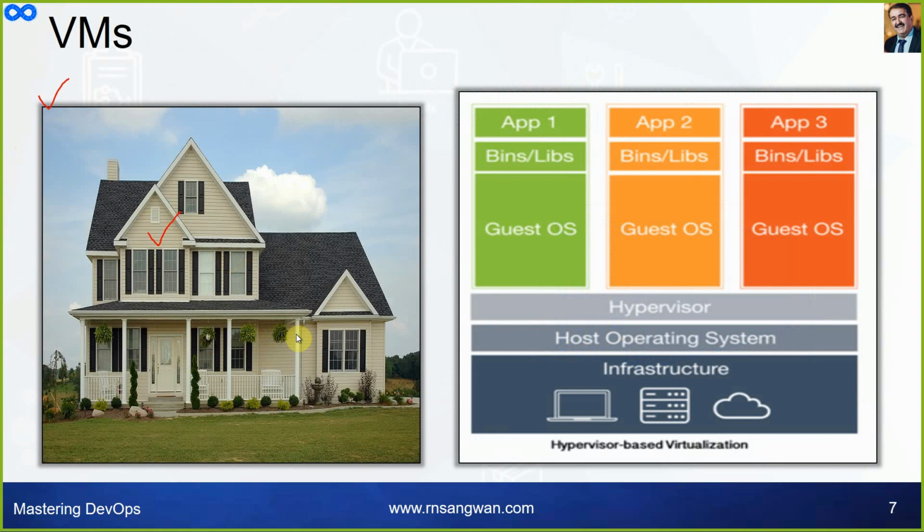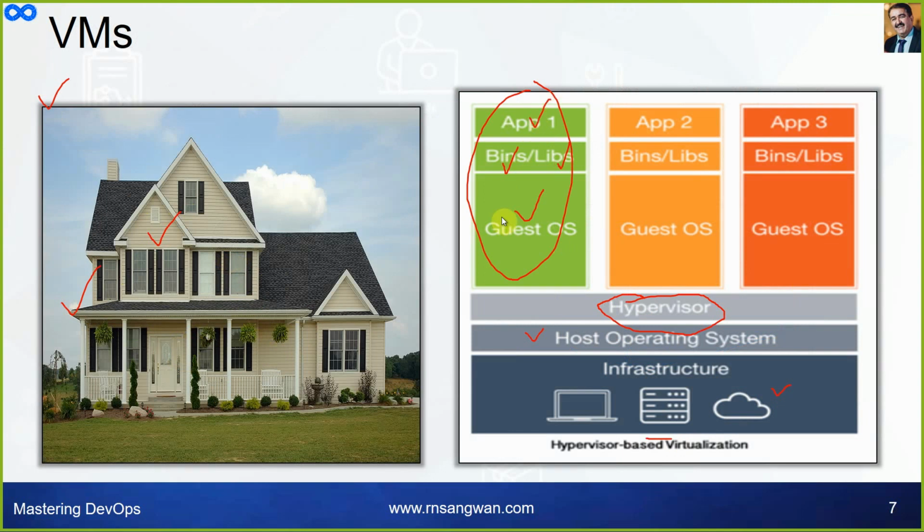So that you get complete isolation, it is fully owned property. So when you have a hypervisor based virtualization on your infrastructure, you install operating system. On the top of that, you install hypervisor, and then you create your guest machines, guest operating system, binaries, libraries, and application.